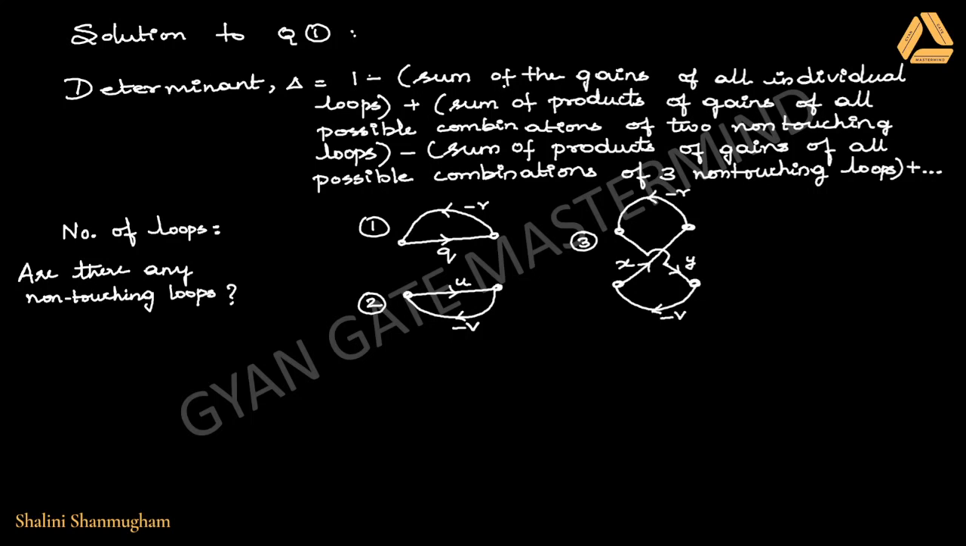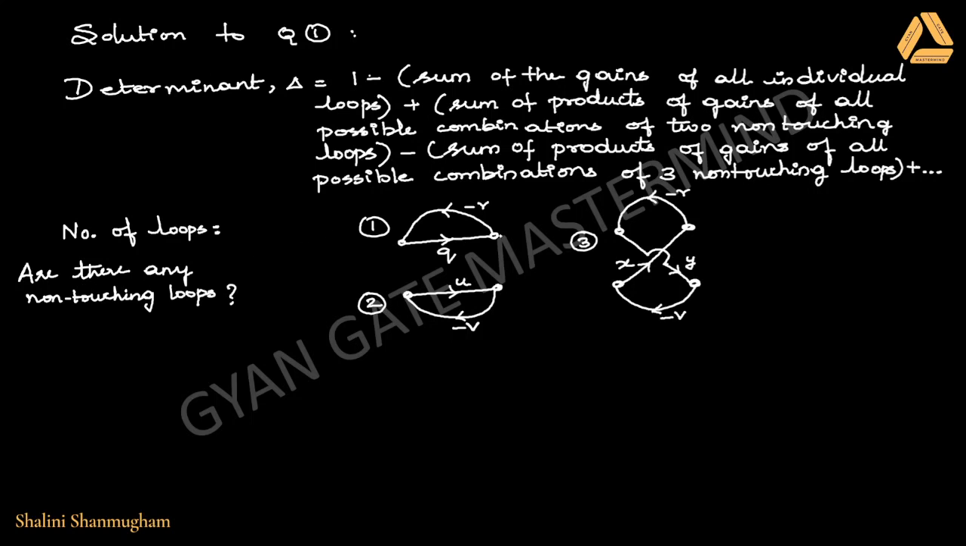So we have to find what are all the loops present in our SFG, and we have to find the individual gains of each loop and add it and write it in the second term. For the third term, we have to find whether there are non-touching loops or not. If there are non-touching loops, find the product and write it in this third term.